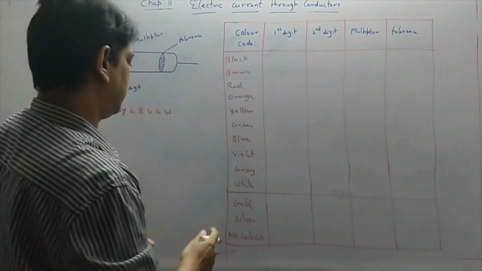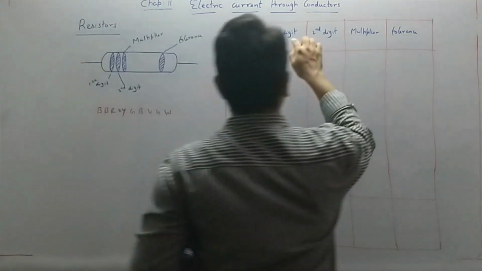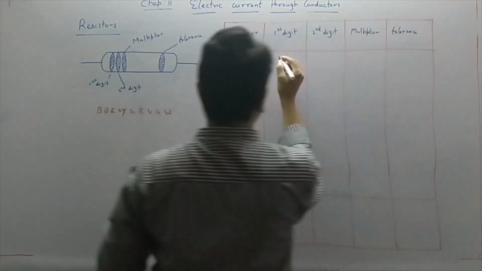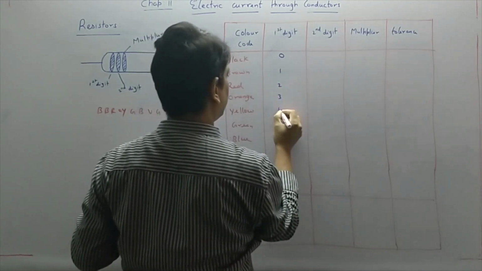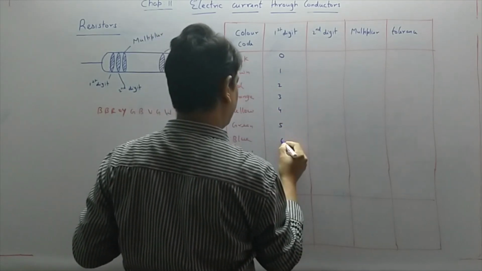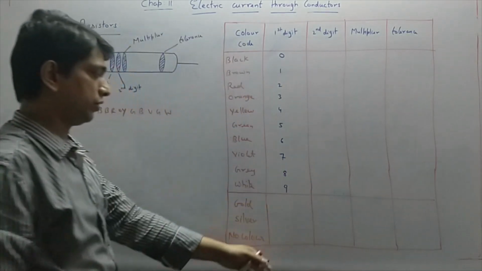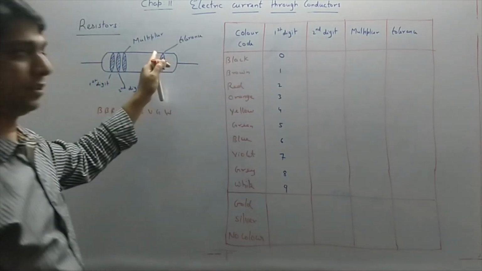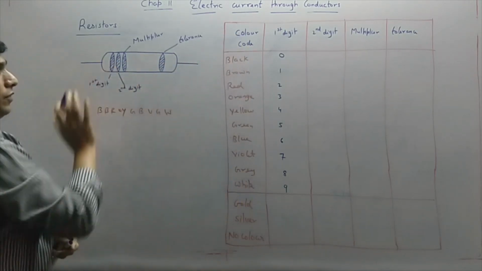Now how to write the digits of this. Okay. First digits, black means here we are writing 0, brown is 1, this is 2, this is 3, this is 4, this is 5, this is 6, 7, 8 and 9. Here nothing is going to come. Gold, silver, no color is basically in the 4th band. So first 3 band is for all this. For all this color will come in the first 3 band.